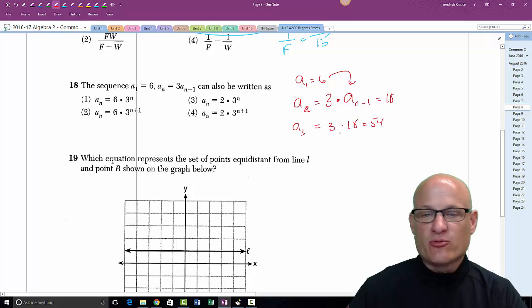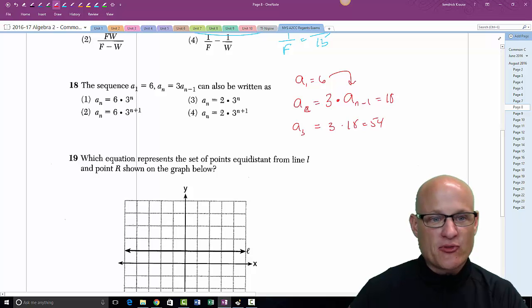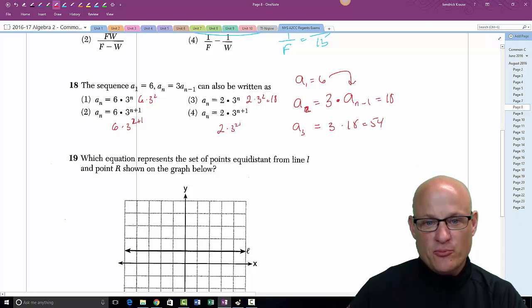So then I say, okay, which one of these would generate that sequence? If I plug in a 2, I should get 18. 6 times 3 squared. 3 squared is 9. That's not going to do it. That gives me 54. 6 times 3 to the n plus 1. Again, n is 2, so this is 2 plus 1, which is 3. That certainly isn't it. 2 times 3 to the n. Again, n is 2. So 2 times 3 squared. Oh, that's 18. And then how about 2 times 3 to the 2 plus 1? That would be 54. That's not going to work. So it looks like that's the right answer.